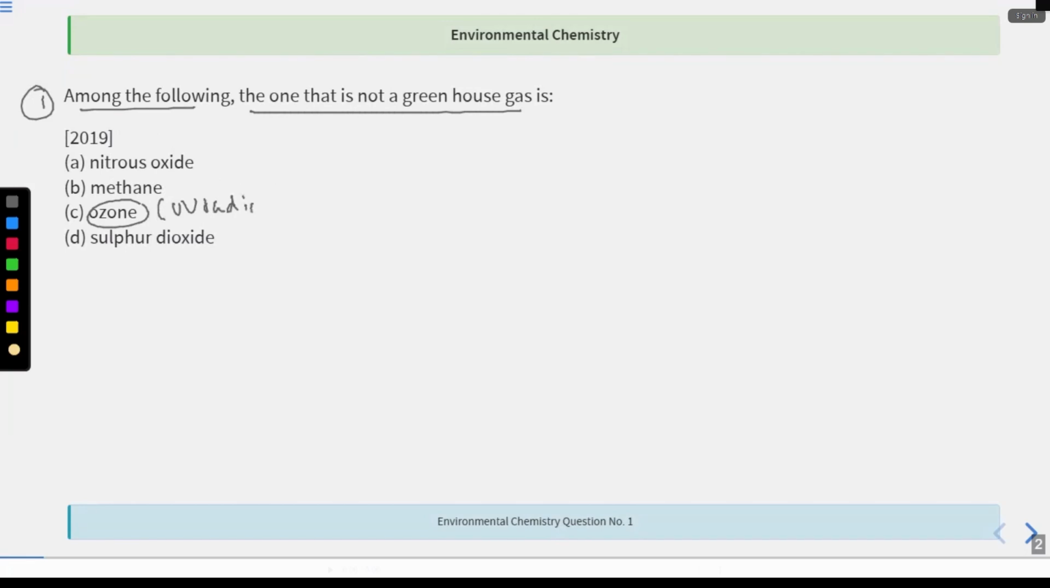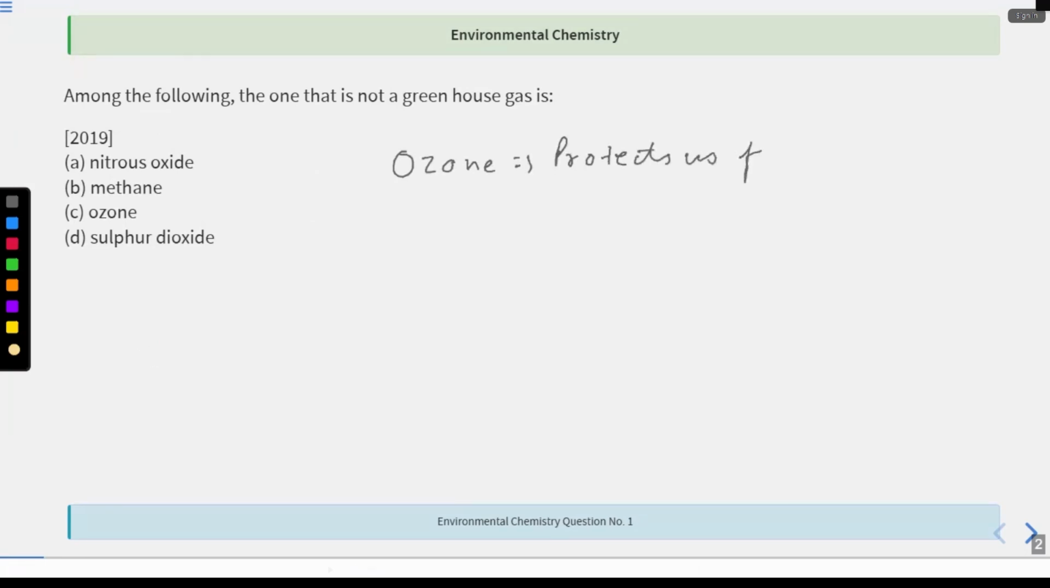First thing, methane is found in marsh areas. Okay, let me write it clearly. Ozone protects us from UV radiation. Methane is found in marsh regions. I'm just telling you for your information.